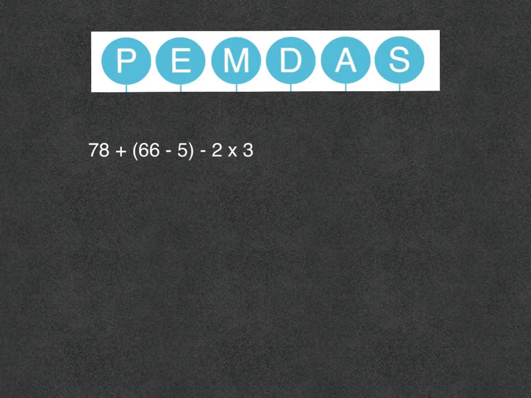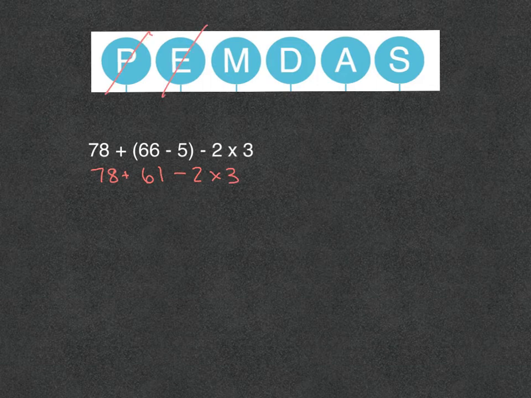All right, so there we go. Here we go. So 78 plus 66 minus 5 in parentheses, minus 2 times 3. First simplification is the parentheses. So 66 minus 5 will be 61. And then we write everything else down. So we're done with parentheses.